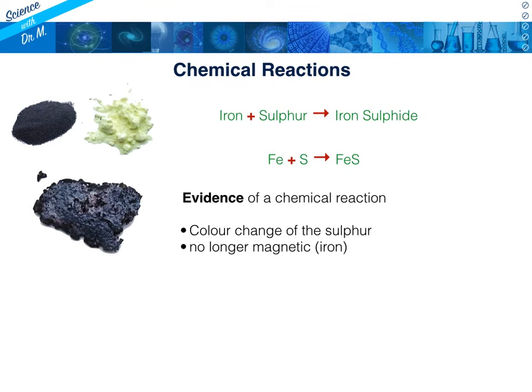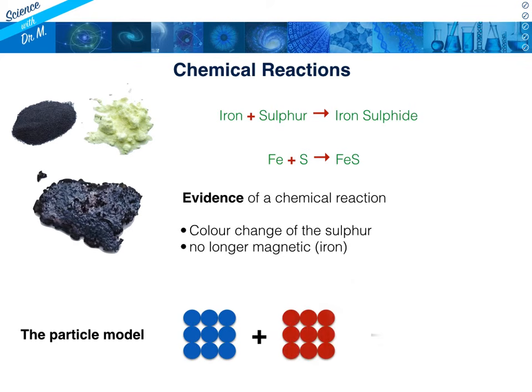It's gone from that lovely yellow colour to a sort of grey solid, and the iron initially was magnetic, but when it's in the form of iron sulfide, it's a different compound and it is no longer magnetic. Okay, we can use the particle model to describe these changes.